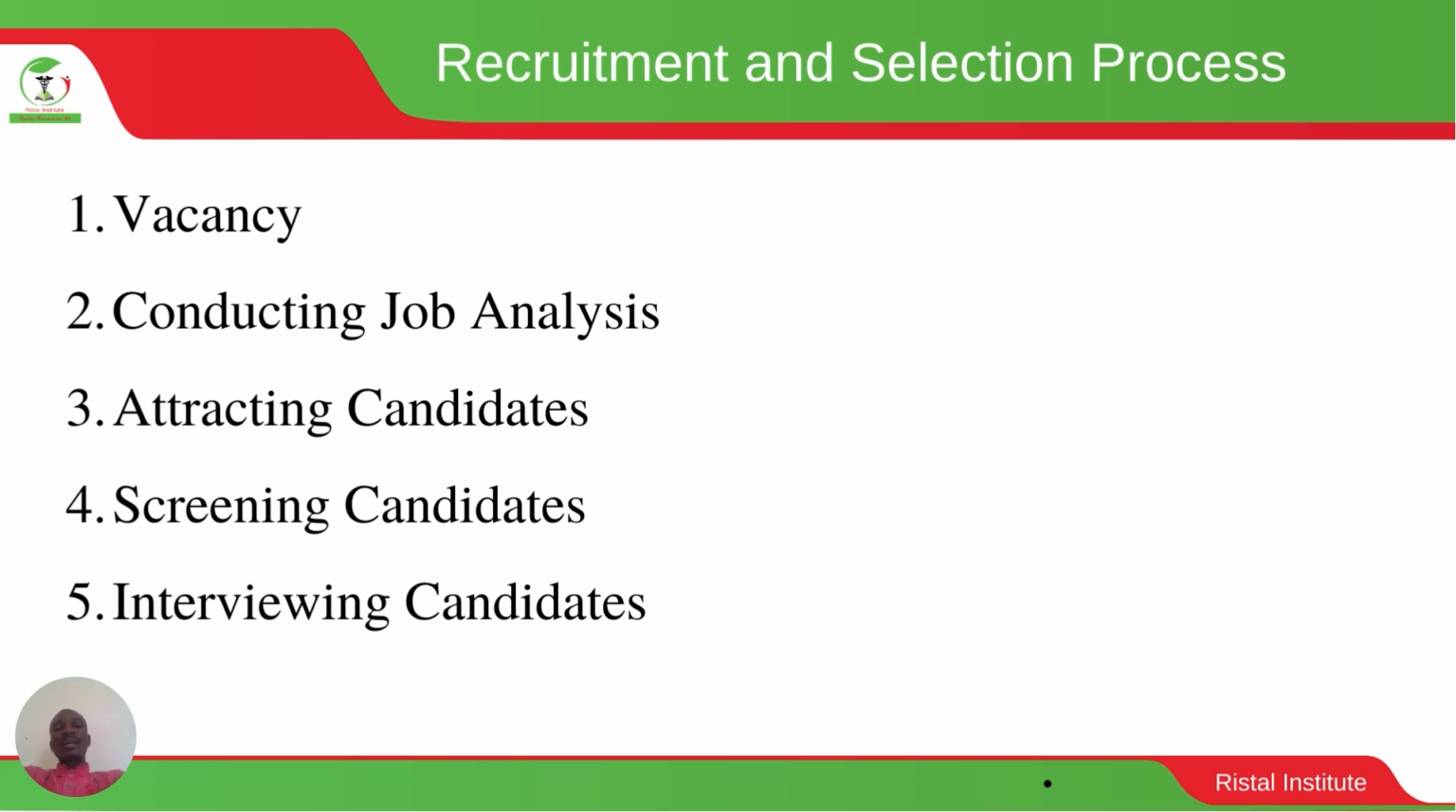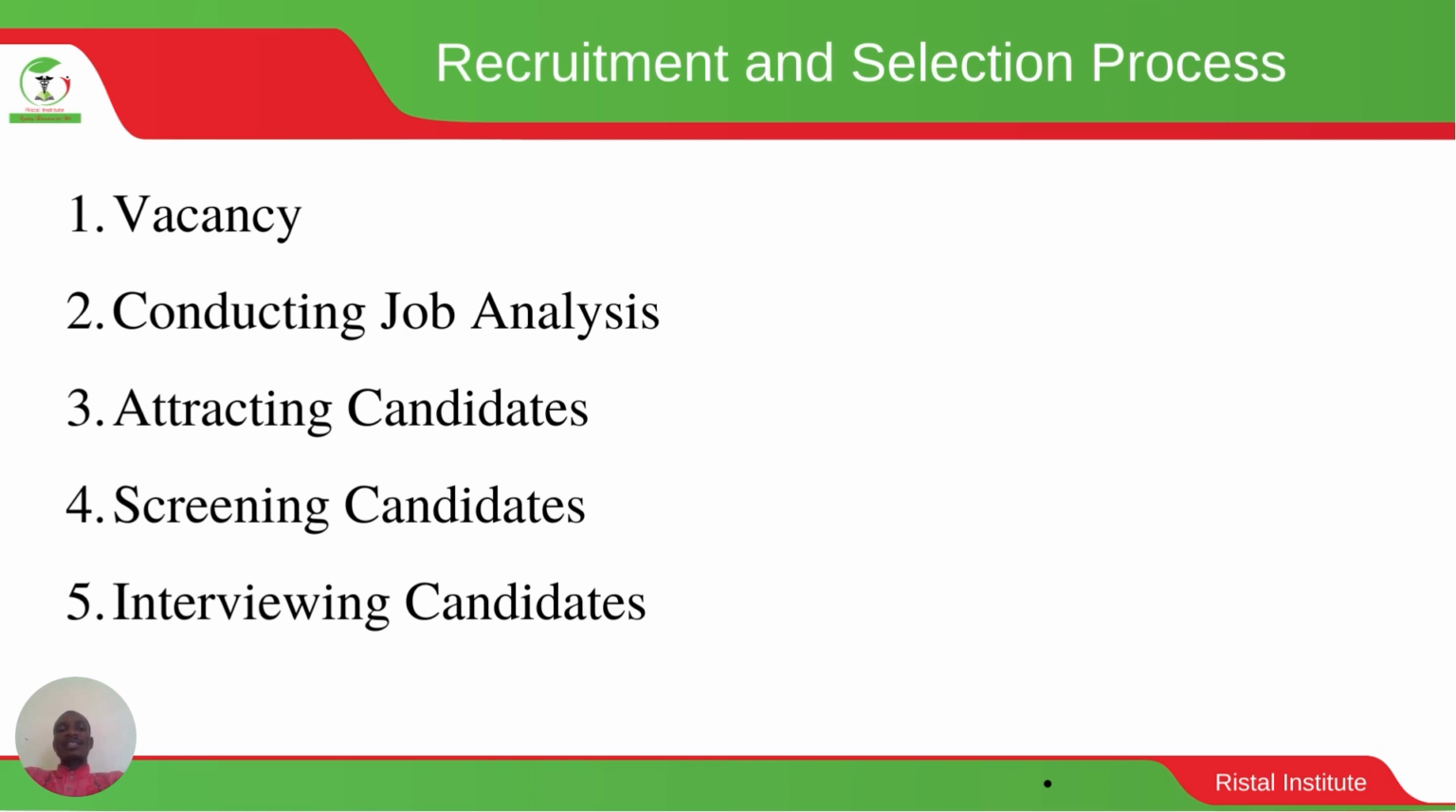Now we are going to look at the recruitment and selection process. One is the job vacancy. For recruitment to take place, you need to have a job vacancy. The job vacancy normally arises when some workers have left the organization. When they leave, that means there is a vacancy to be filled. After identifying the job vacancy, step number two is conducting the job analysis. We do the job analysis to determine three things: the job content, the job context, and the job requirements in terms of academic qualifications and experience. That is step number three.